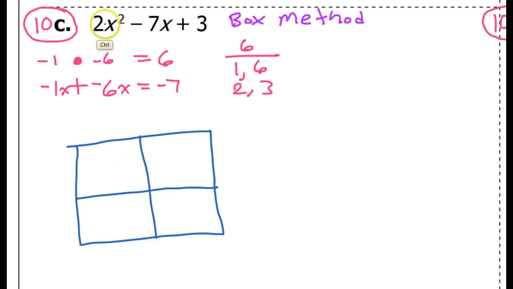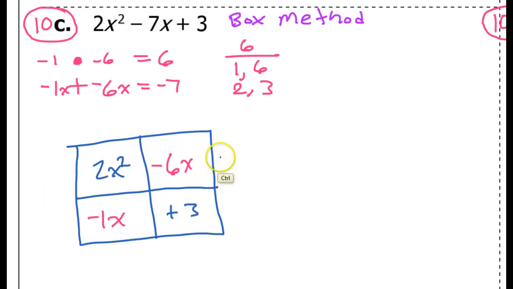So, box method. The first term goes in the first square, the last term goes in the last square. And then for the other two squares, we use the two numbers that we just found. So I'll put the negative 1x and the negative 6x. Then we do the GCF of every row and every column.